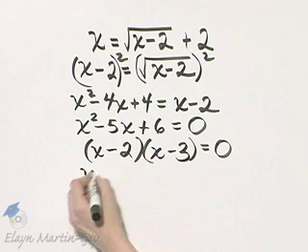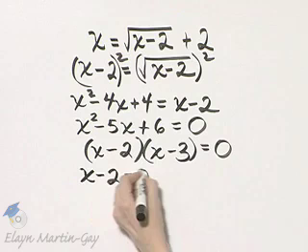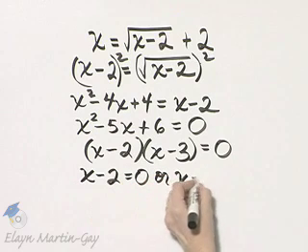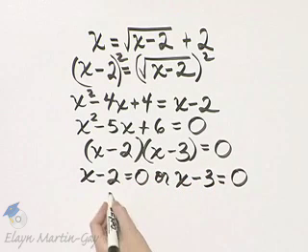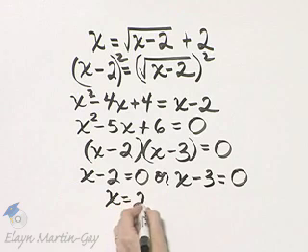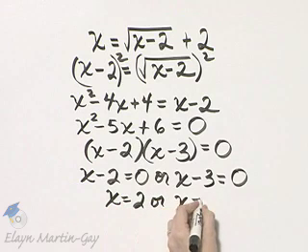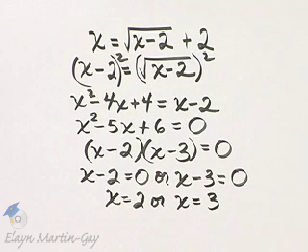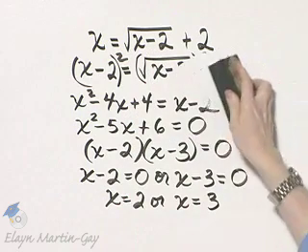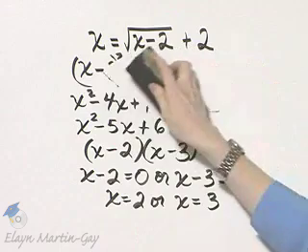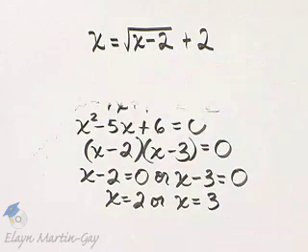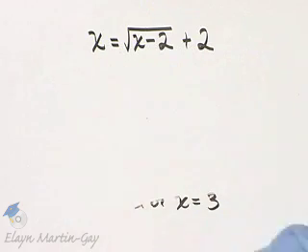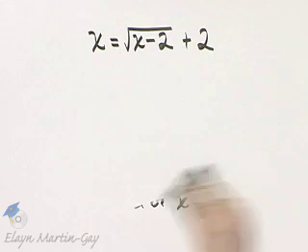Then remember, we set each factor equal to 0 and solve. Here x is 2, here x is 3. So notice we have 2 proposed solutions, and for radical equations, those proposed solutions must be checked, and they must be checked in the original equation. So I'm going to check these separately.